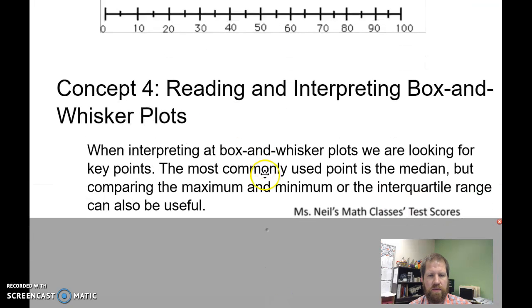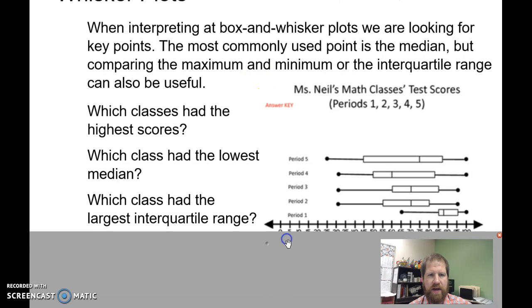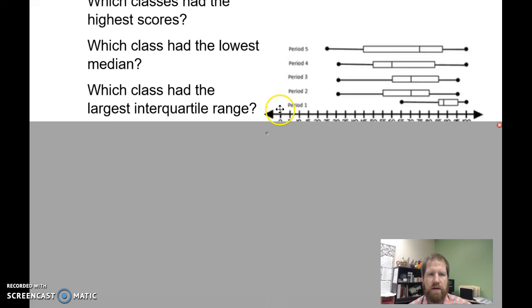So concept 4 is about reading and interpreting box and whisker plots, and we just did a lot of that. So remember, with box and whisker plots we're looking most at key points, the median. The line inside the box is kind of our go-to. That's the first thing we can look at that tells us the most. The maximum and minimum, or the interquartile range, so the box itself, or the points on the ends, can also be good things for us to look at.